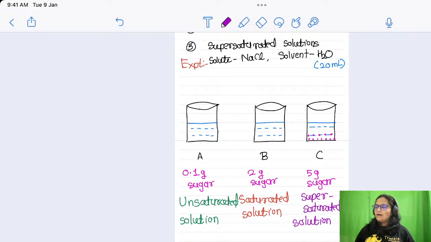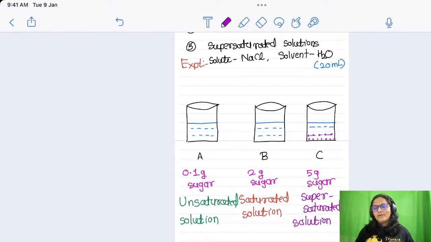Always remember, when you dissolve sugar in water or salt in water, are the sugar molecules visible inside that solution? No, when they are dissolved, that is a homogeneous mixture. Homogeneous mixture means the solid particles, the solid crystals will not be visible there, right? Therefore, in beaker A and B, in which there is 0.1 gram, that is lesser than capacity, and 2 gram, that is up to the capacity, therefore sugar molecules are not visible.